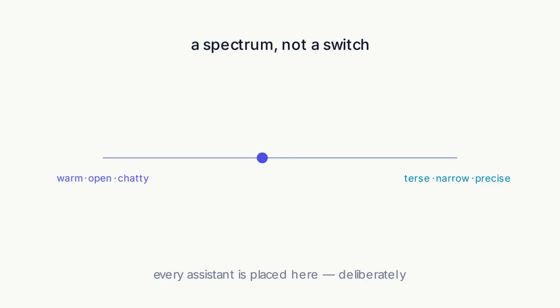And this is a whole spectrum, not a switch. Nudge the tone warmer or cooler. Widen or narrow what it's allowed to discuss, tighten the format, and you slide the same model smoothly from one product into another. Every AI assistant you have ever used sits somewhere on that spectrum, placed there deliberately, by a system prompt that someone sat down and wrote.